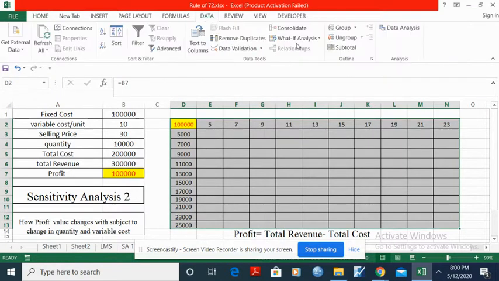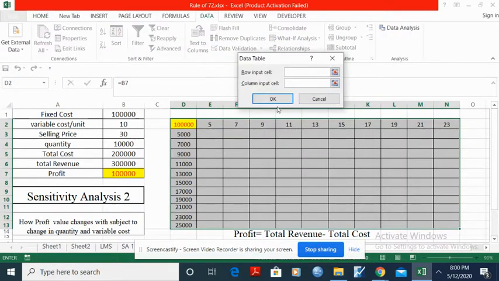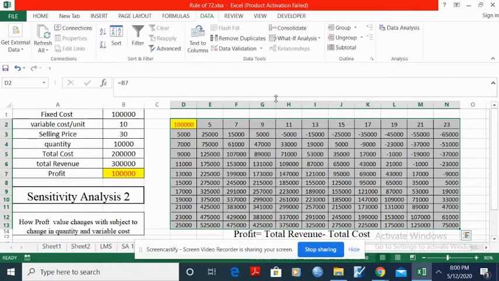Go to Data, What-If Analysis, Data Table. Here, for the row input cell, we select the variable cost. Please select the respective variable cost cell in the input table. Similarly, the column input cell we consider as the quantity. Please select the respective quantity cell in the input table, 10,000. Then press enter. So the sensitivity table is ready.